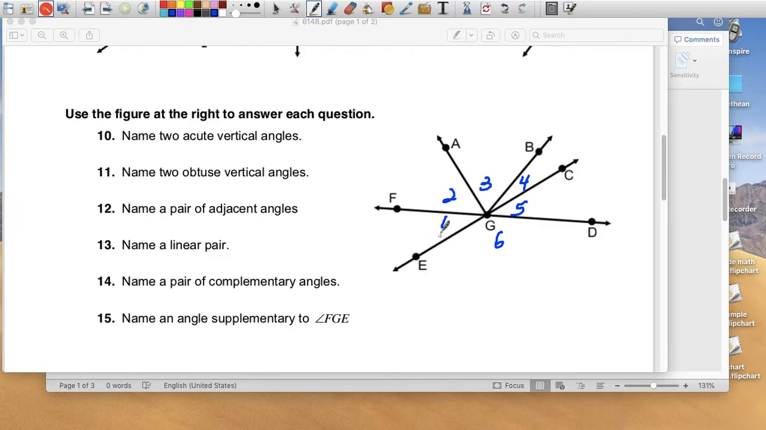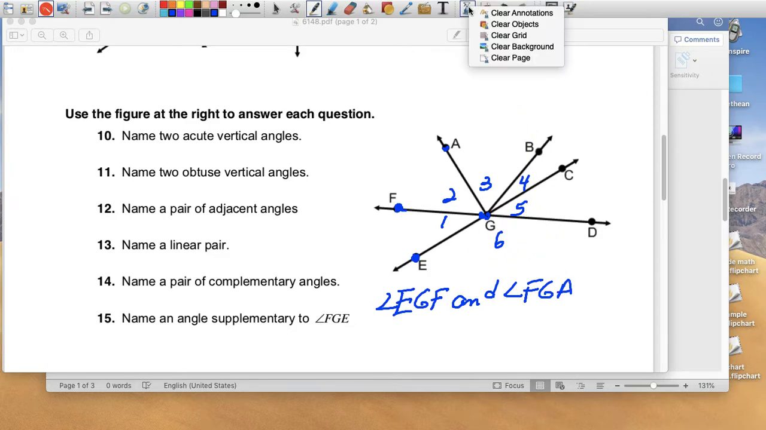So what's the name of angle 1? Angle 1 is EGF. And what's right next to it? FGA. And then the rest you can do by yourself. Okay, so many pairs of adjacent angles here.